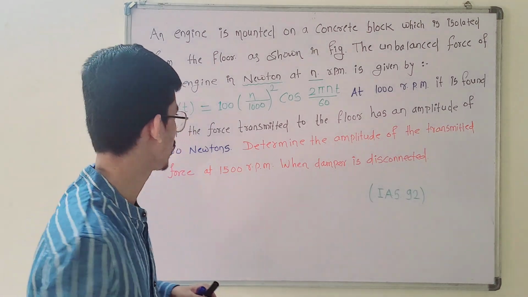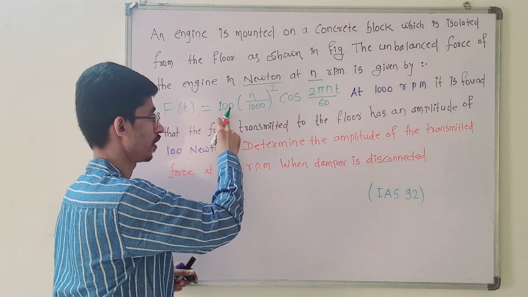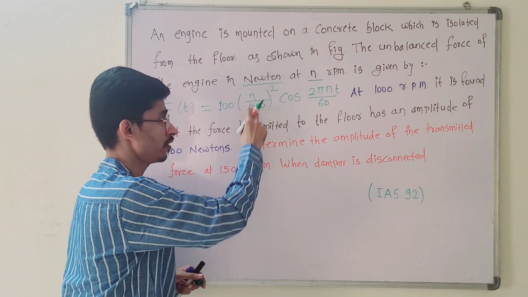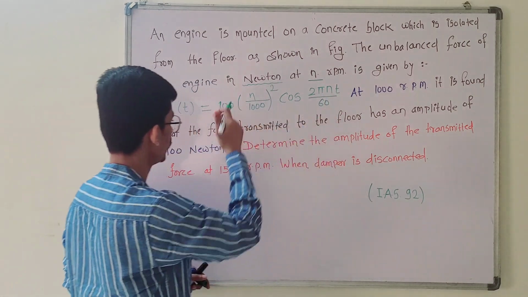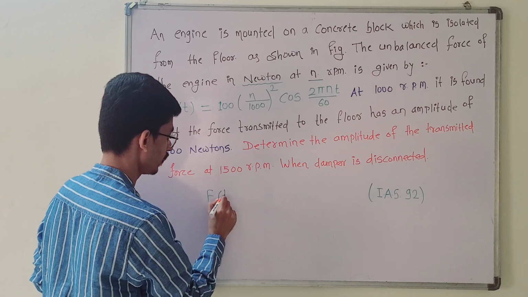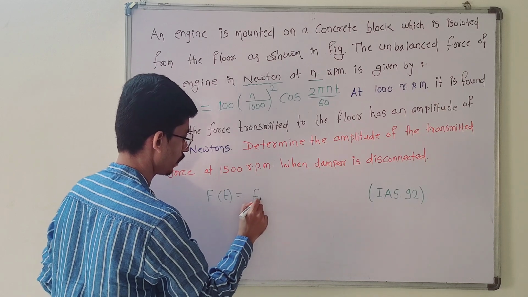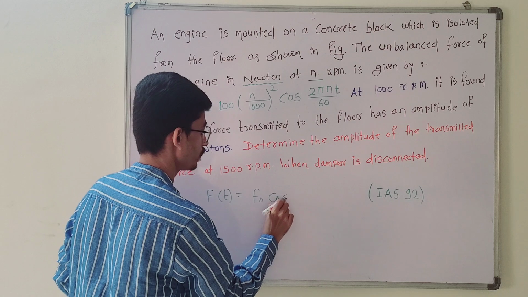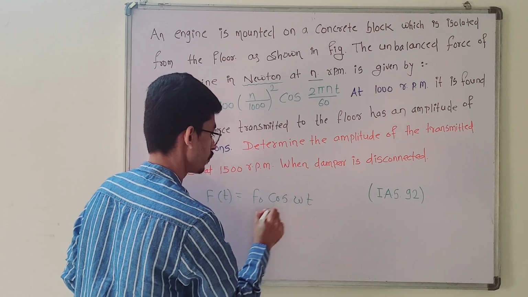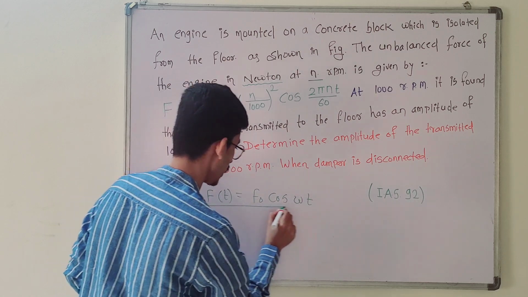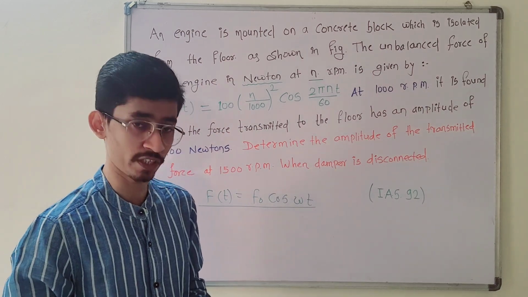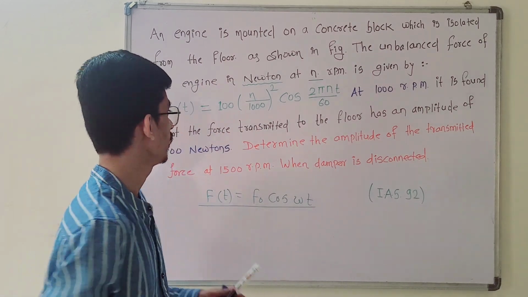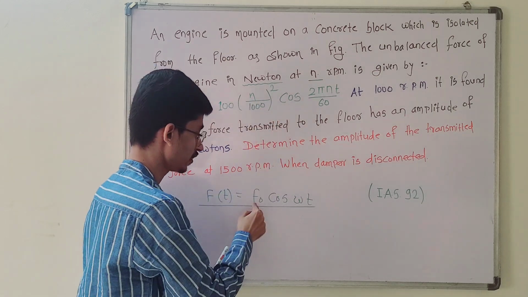So look at that function. F of t is equal to 100 n divided by 1000 bracket square cos of 2 pi nt by 60. Usually f of t is equal to f naught cos of omega t. So we usually solve this kind of expression, f of t is equal to f naught cos of omega t. Whatever constant term you get after solving this, that is your f naught.